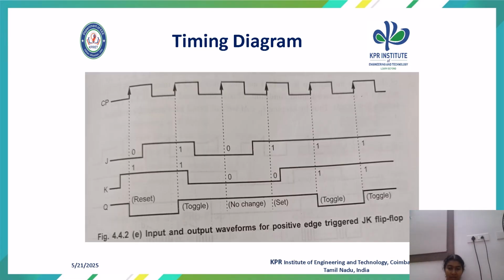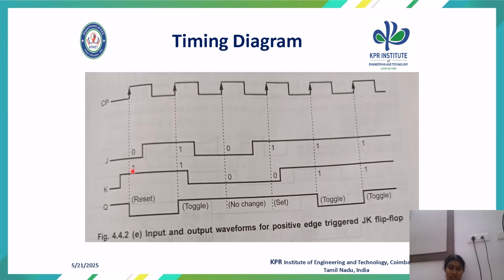So this is the timing diagram. The pictorial representation of the truth table is the timing diagram. Here the clock pulse is given, so it is triggered at the positive edge since it is a flip-flop. So this is the J input and this is the K input. So this is the Q output.